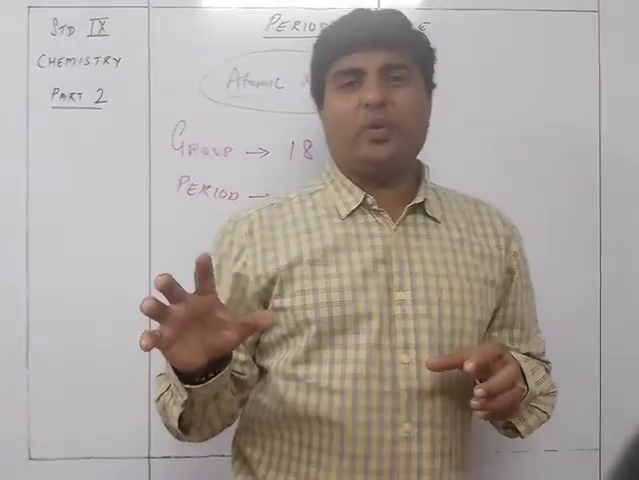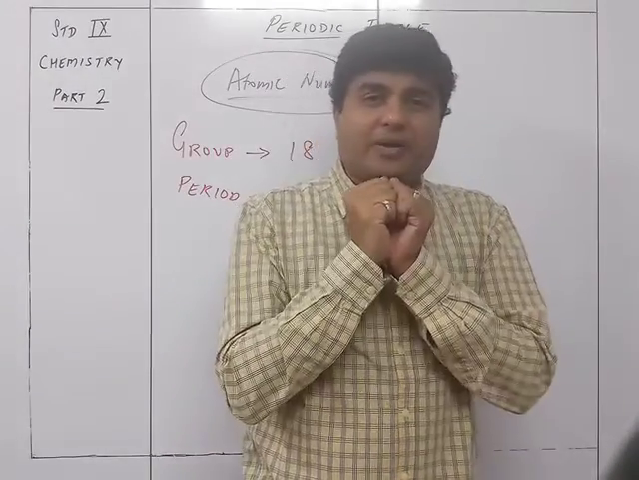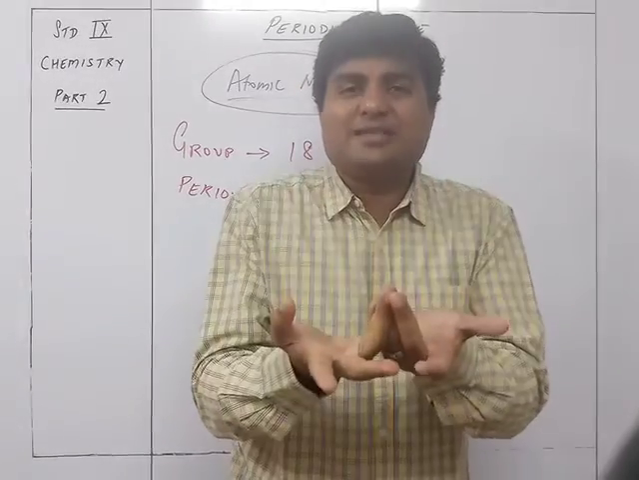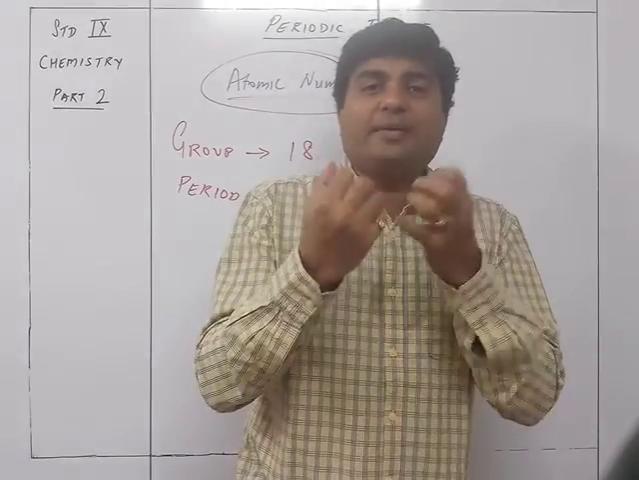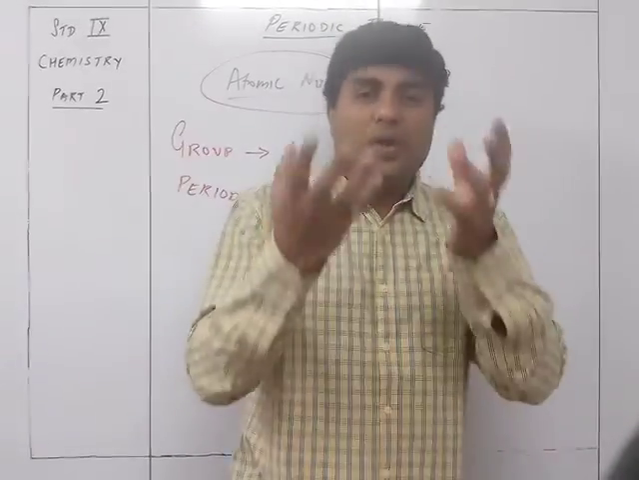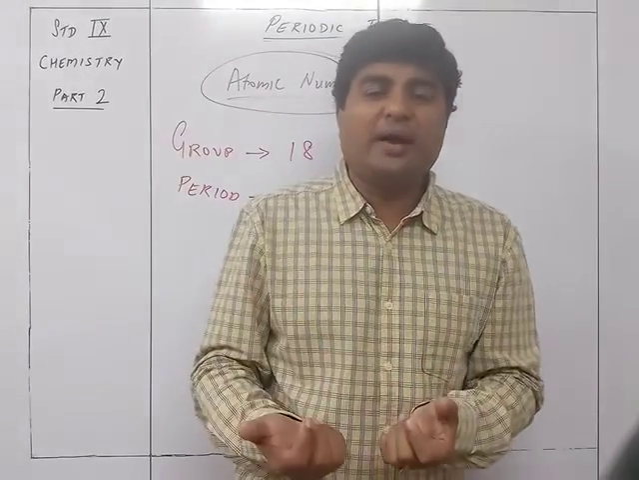Whereas in case of chlorine, what will happen? The chlorine is going to accept an electron. When it accepts an electron, it is going to release a certain amount of energy. So to accept an electron, it releases energy. The amount of energy released by an atom to accept an electron to form an ion.